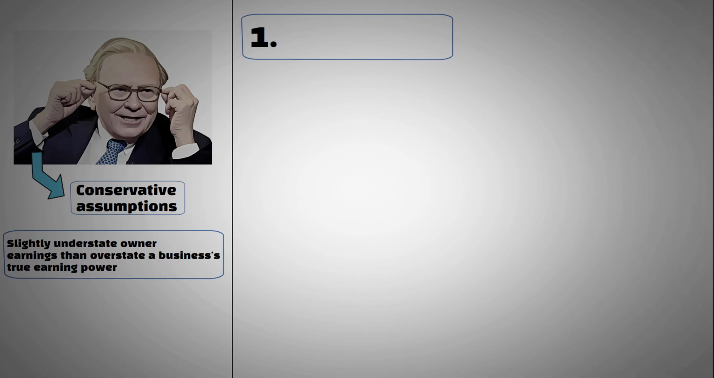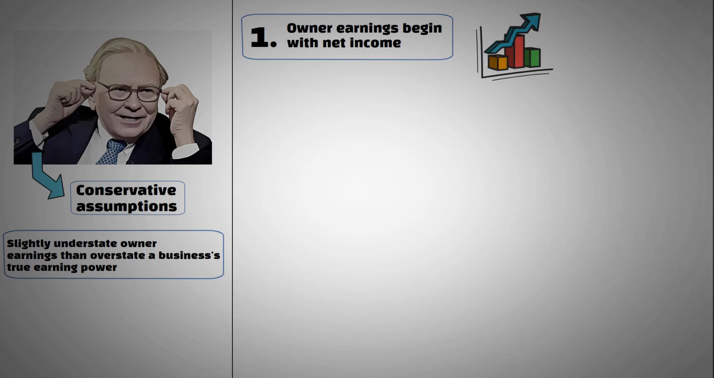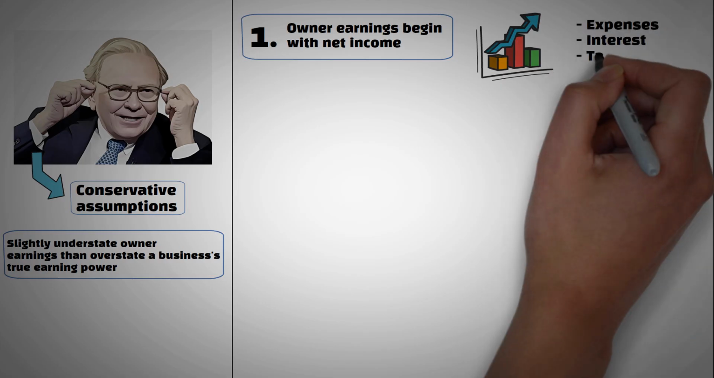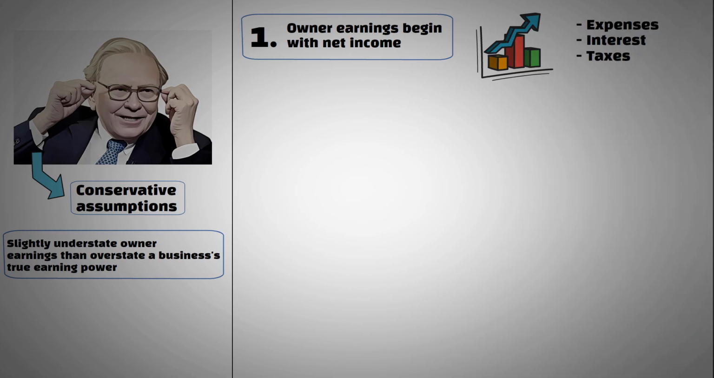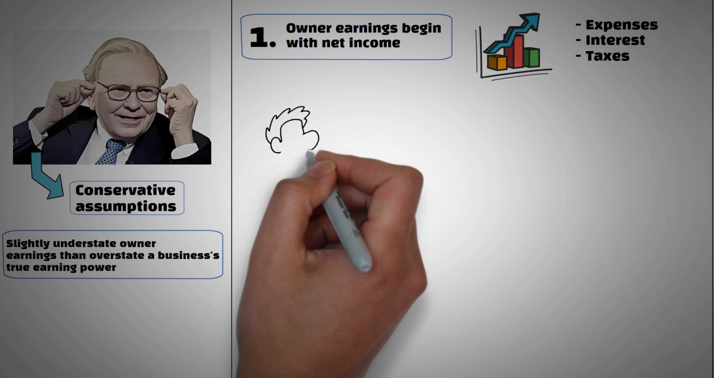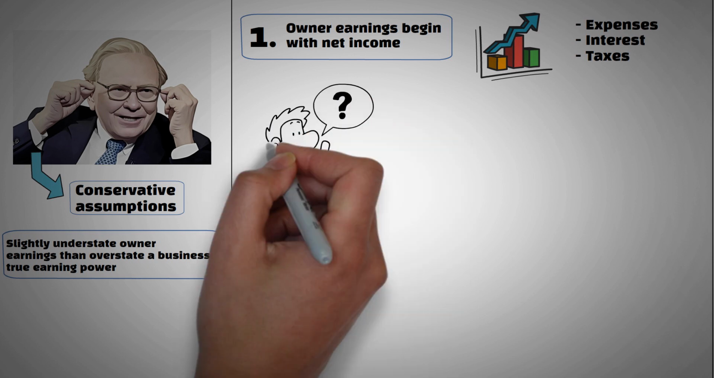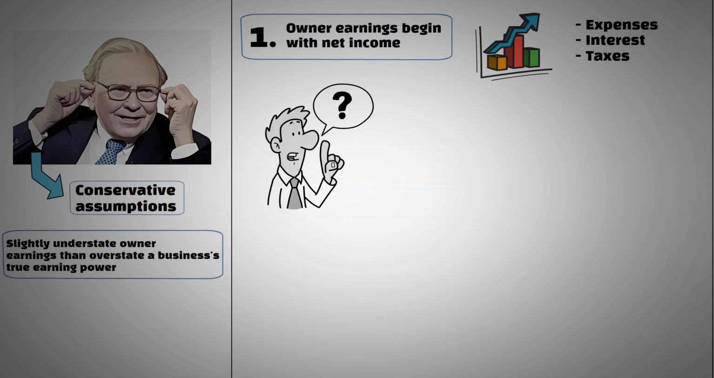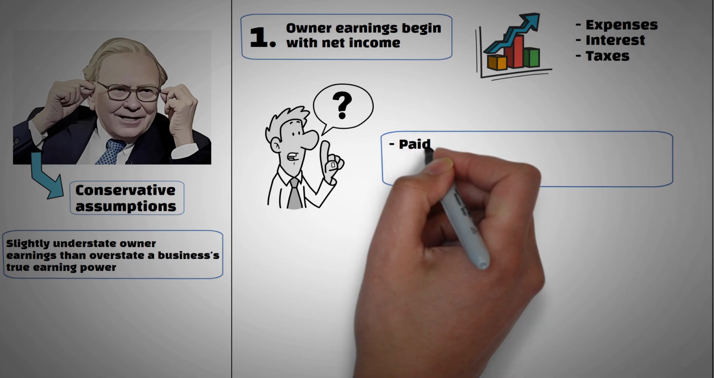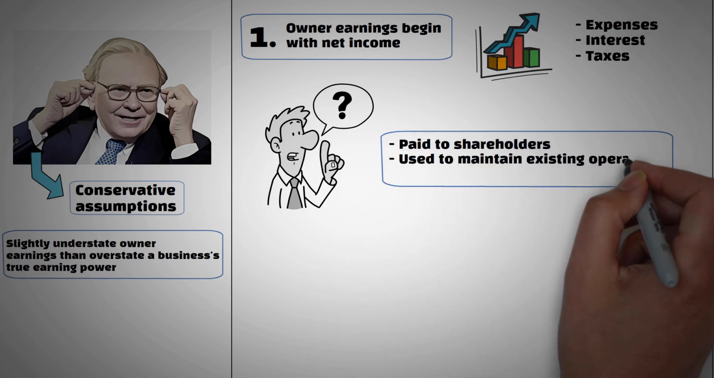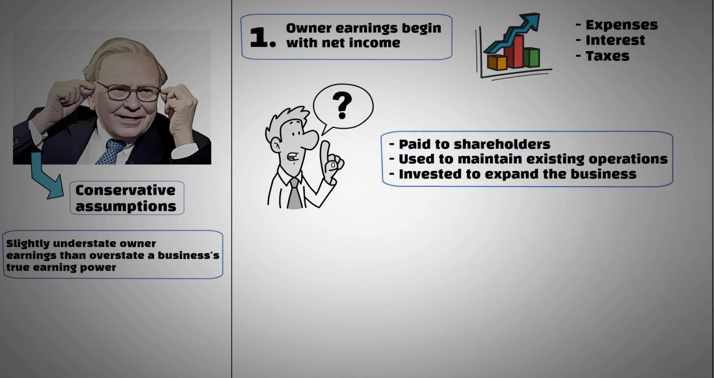Firstly, owner earnings begin with net income from the income statement, which represents reported profit after expenses, interest, and taxes. Most investors stop at net income, but Buffett goes further by asking what happens to profits after they are earned. Most of the time, income is paid to shareholders, used to maintain existing operations, or invested to expand the business.